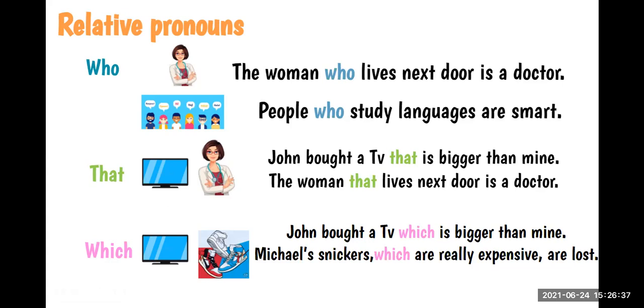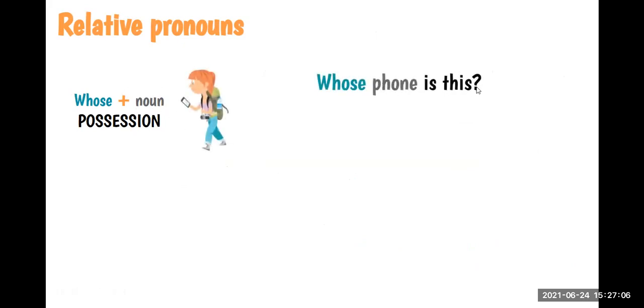Okay, let's go to the next relative pronouns. We are going to use whose for possession when we indicate that something belongs to someone or someone belongs to someone or relationships too. Cuando indicamos posesión o relación entre dos personas, okay? After whose, we need a noun, okay? For example, whose phone is this? ¿De quién es ese teléfono?